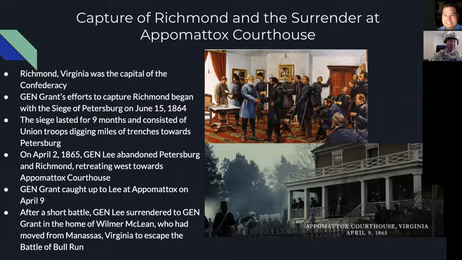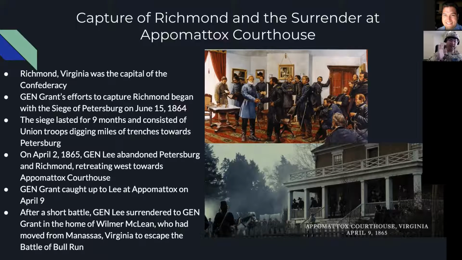9 months of just cannon fire and battle, and it eventually devolved to the point where Union troops were digging miles of trenches. That's these paths that are deep into the ground, and they were digging miles of these trenches towards Petersburg. Now, ladies and gentlemen, I'll tell you right now, I've dug many fighting positions and foxholes with these little shovels called entrenching tools. Digging trenches is no fun, I will tell you right now. And to dig miles of these trenches is probably even less fun.